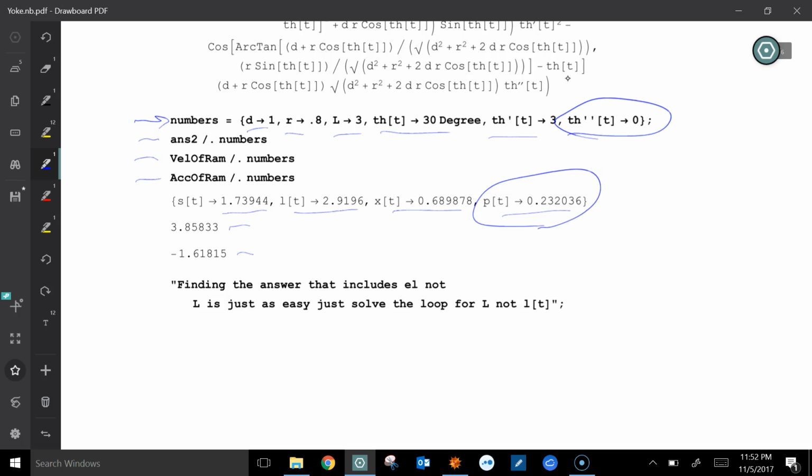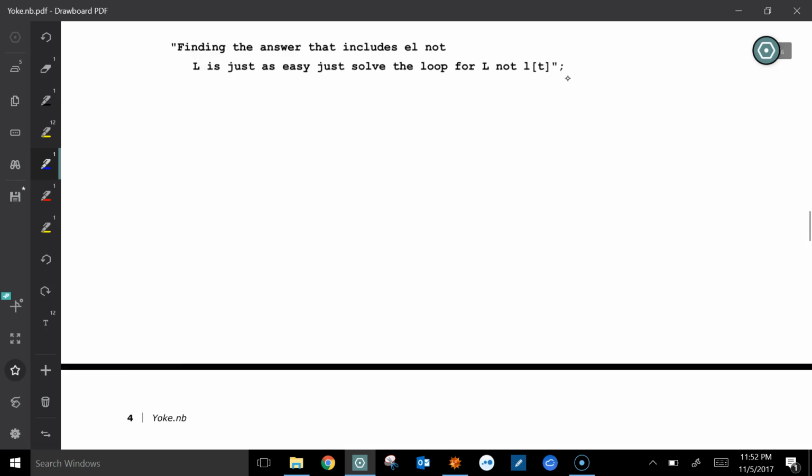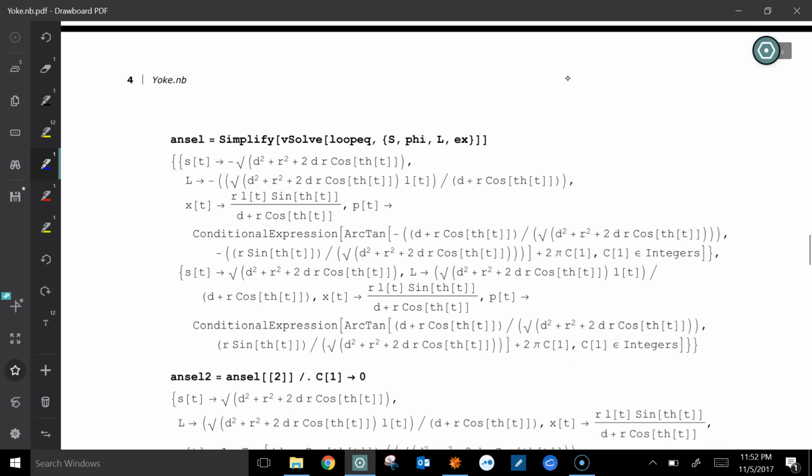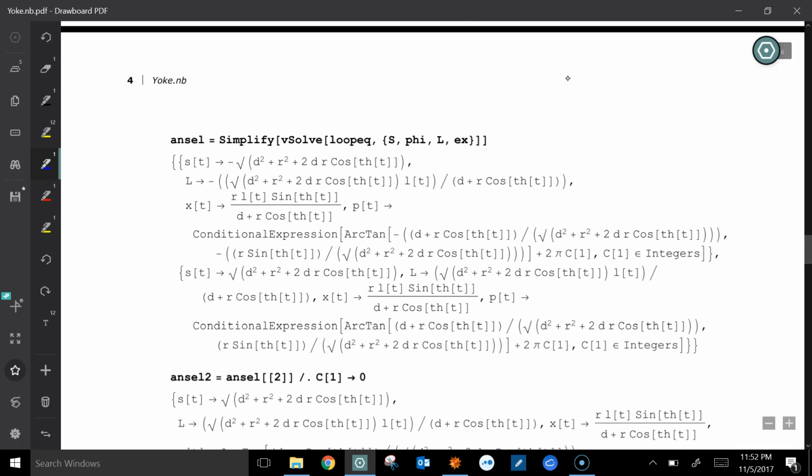Okay. Now, all right. So what the book wants you to do is not have an answer that includes big L. It wants the little l. I'm calling it EL just to make sure that you don't think it's a 1. Okay. So anyway, it's basically the same thing. So here we go. Here's the loop equation that we had before. You can look back, no big deal.